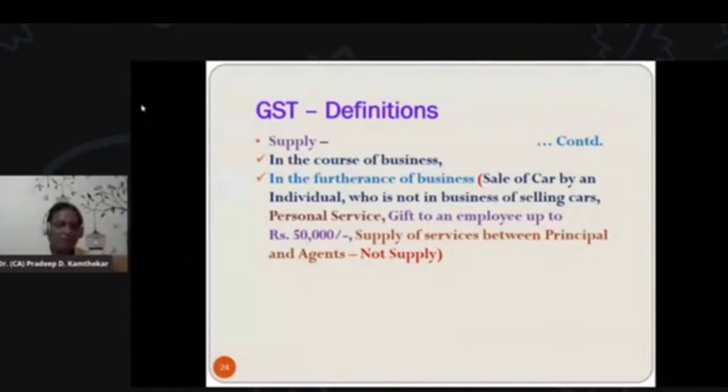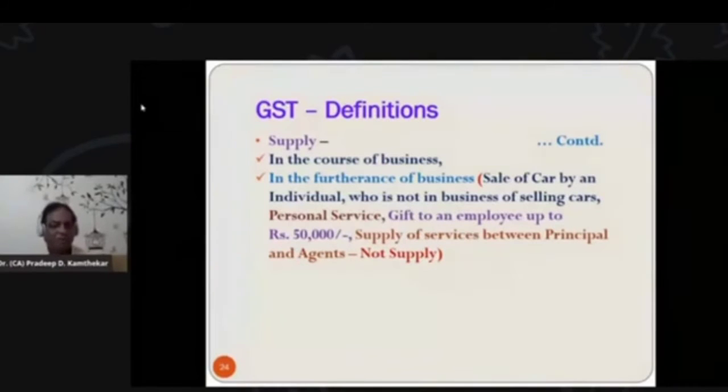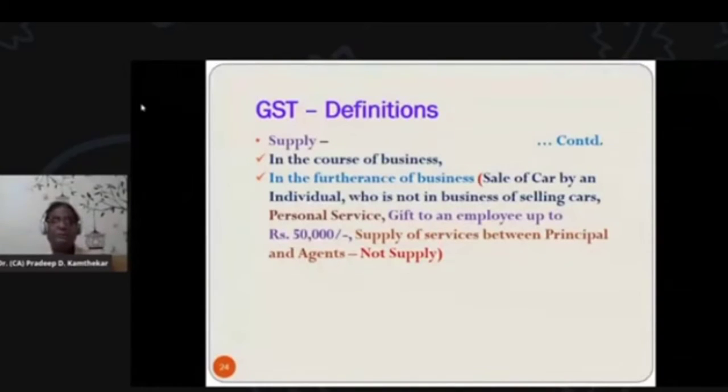For example, a particular book publisher is giving his books to different shops, students and libraries, and he's charging a certain amount. Then there is a consideration, and he's supplying in the course of business of printing books and selling books. So that is supply. But when he is giving those books as free samples, or to his relative or friend without any consideration, that is not part of supply, because that is not given in the course of business.